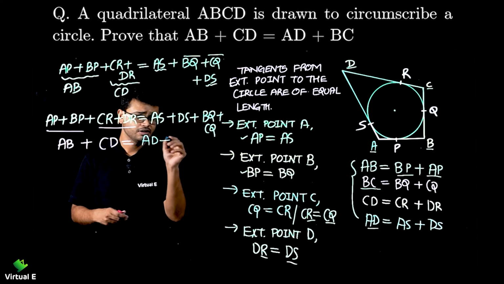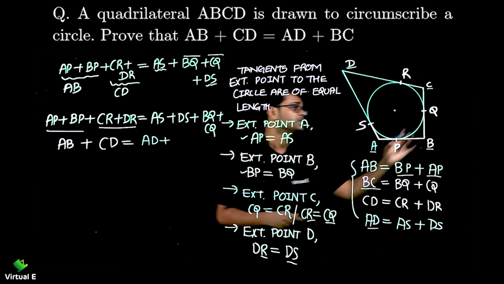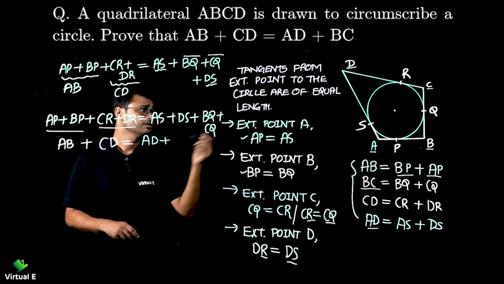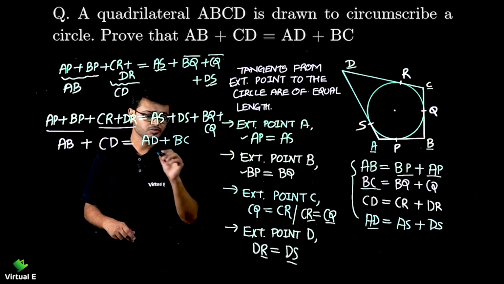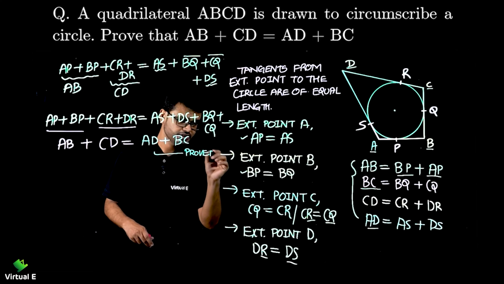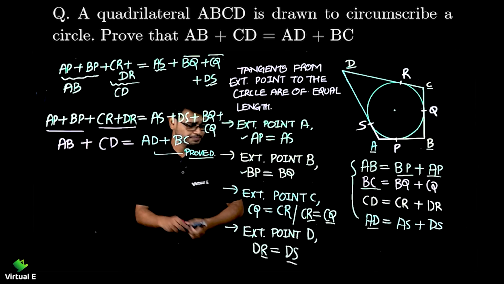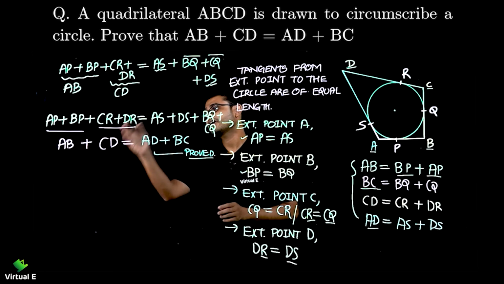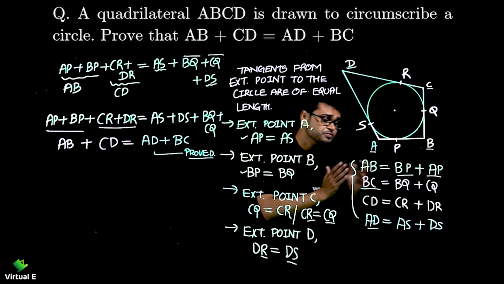So AD plus BQ and CQ. BQ and CQ, very simple it is. What? BC. See, this is what we need to prove, right? So we are done with this sum. Very simple. Let's recall. You were thinking that why have I written this? This is the reason I have written, and at the end we can substitute.